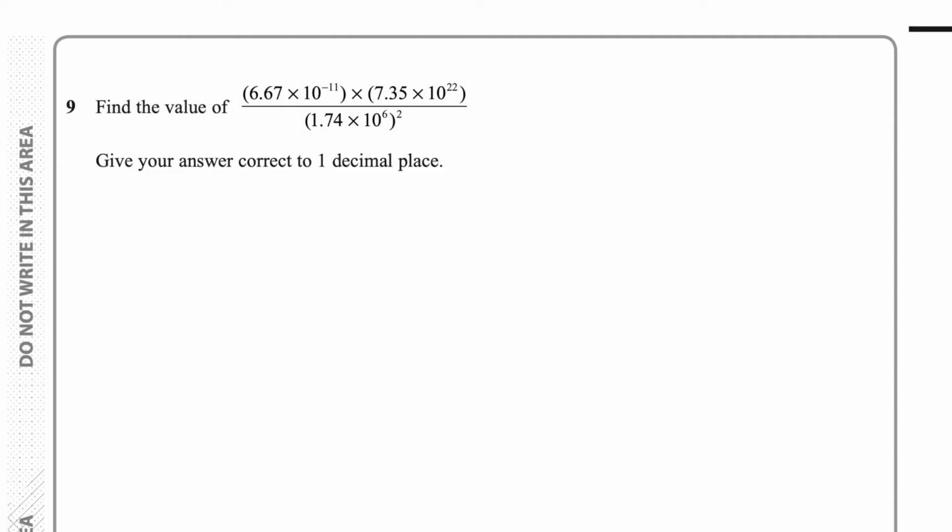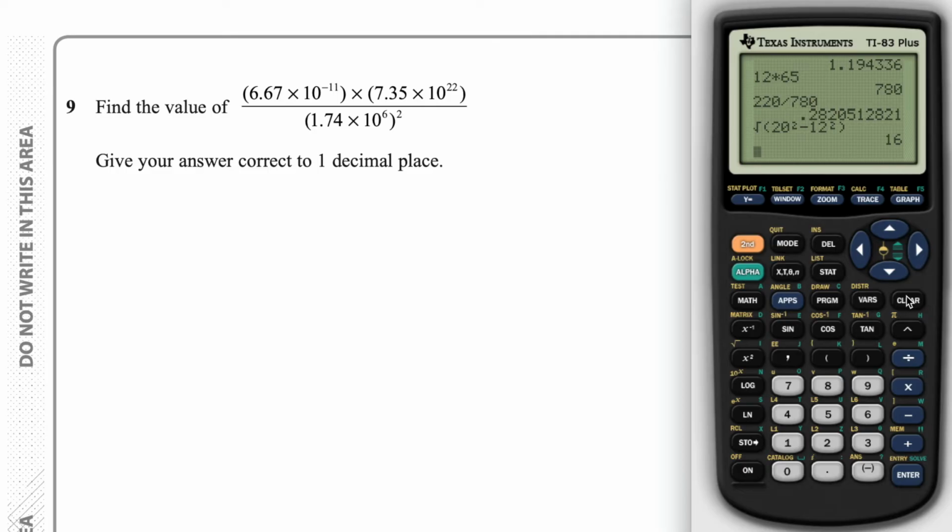So what I would do is just put that straight into a calculator as it is. You could simplify it if you liked, but I'm not sure whether that would help or not. And you should have a standard form button to make this slightly easier. So we've got all of this on the top line, and then 7.35 times 10 to the 22, all of that divided by 1.74 times 10 to the 6, all squared. Press equals, and you should get 1.619, etc. And it says to 1 decimal place, so to 1 decimal place this is going to be 1.6.